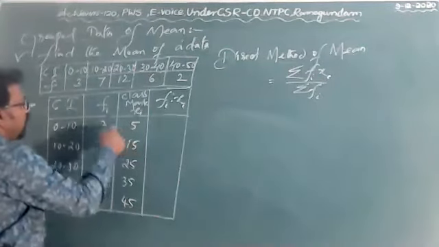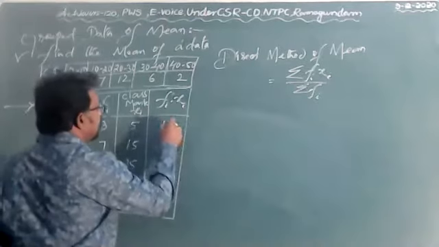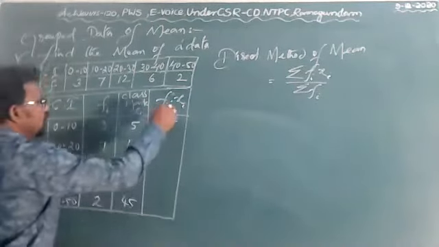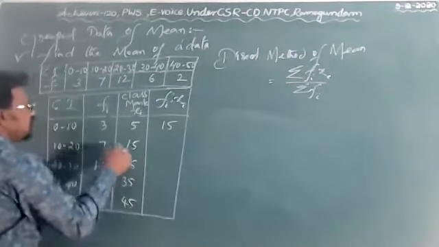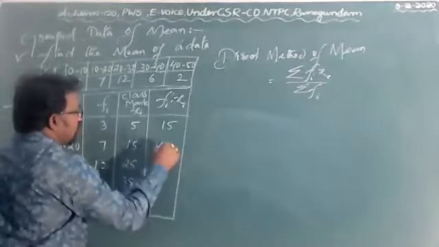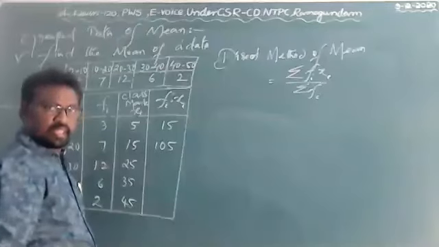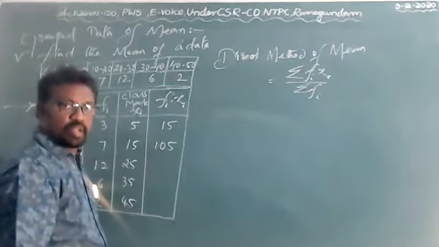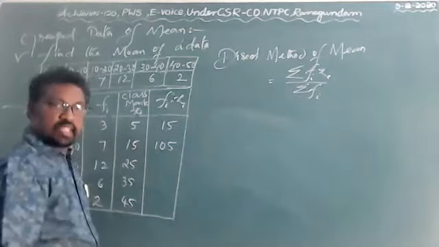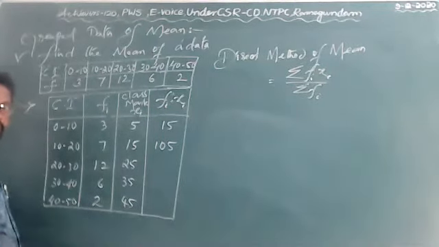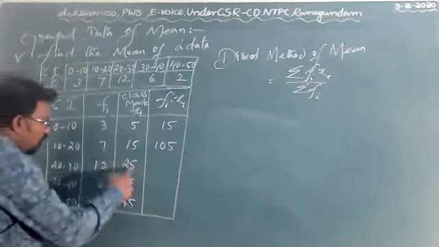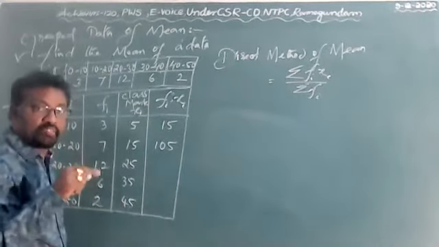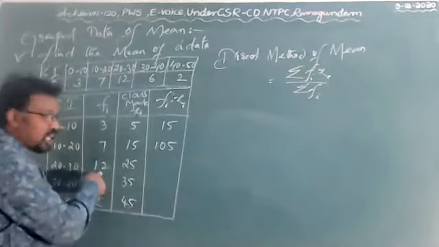In this we have to find 3 5s are 15. 3 5s are 15. 7 into this: 15 7s are 105. 15 7s are 15 6s are 90, 90 plus 15, 105. 25 12s: 25 4s are 100, and 12 times is there, so 25 12s are 300.